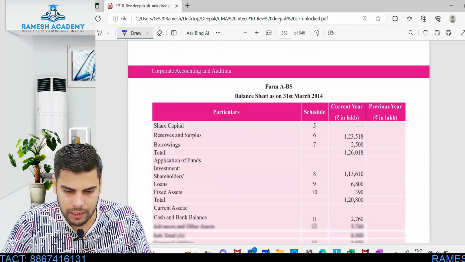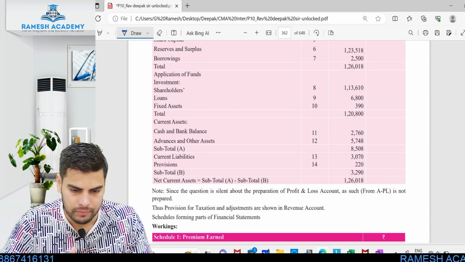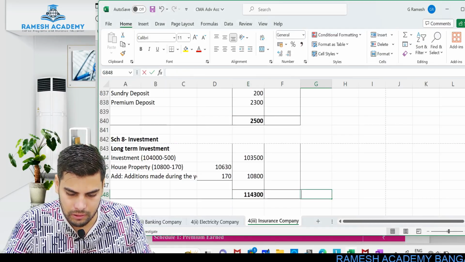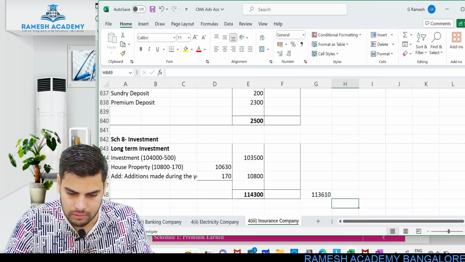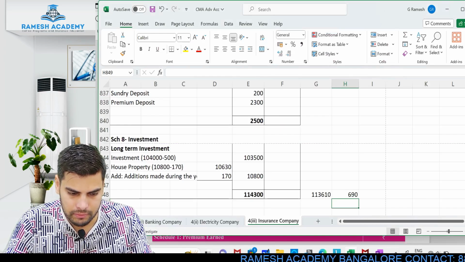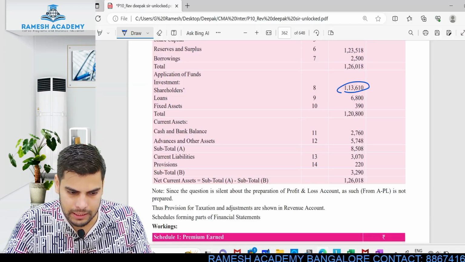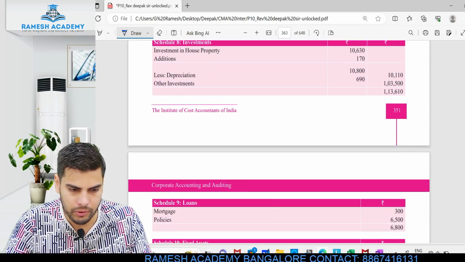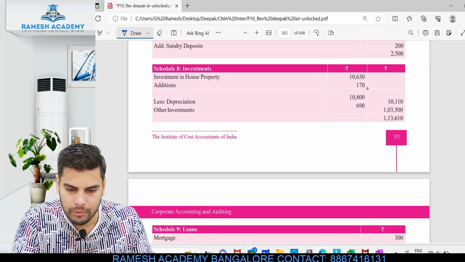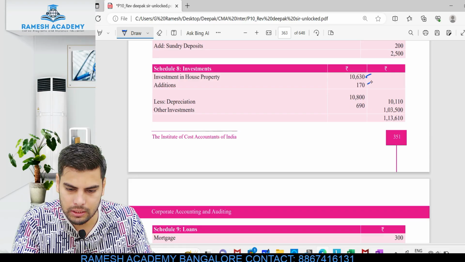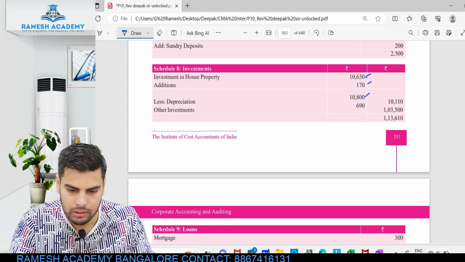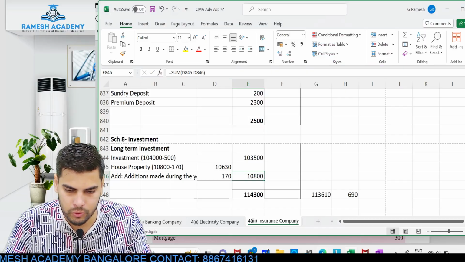Okay, let's just check the value of the investment over here. So investment 1,13,610. Okay, they have got 1,13,610. How much is the difference? Difference of 690. Okay, let us just see what exactly is the 690 rupees. So let's just look into this investment schedule. So investment in house property, yes, we have got 10,630. Additions 170, we have also shown the same, 10,800. Perfect. So what is the 690 other investment which they have shown?